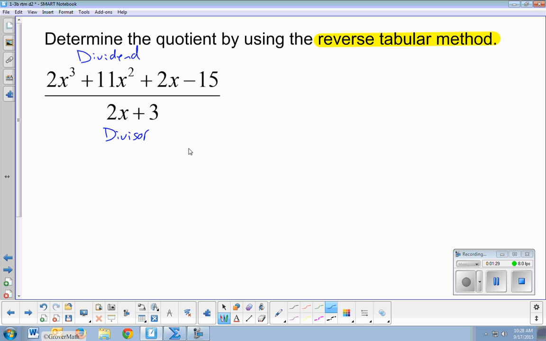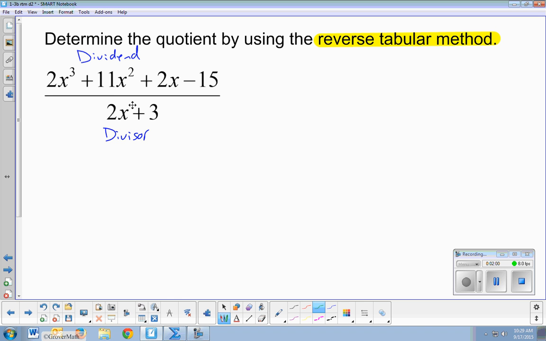But really, before you do anything, you should take a look at the dividend and the divisor, the numerator and the denominator, and see if there are any, what I call holes or gaps in the problem, any missing terms. My lead exponent, my highest exponent in the numerator is x to the third. So I want to make sure that I have an x to the third term, an x to the second term, an x to the first term, and then a term without an exponent, which we call a constant. So it goes 3, 2, 1, none. Our numerator has all the terms it needs.